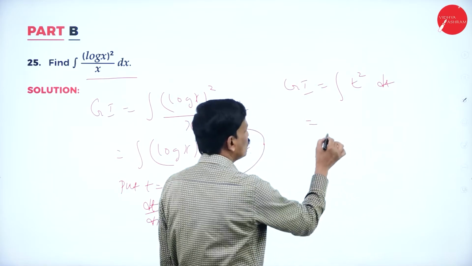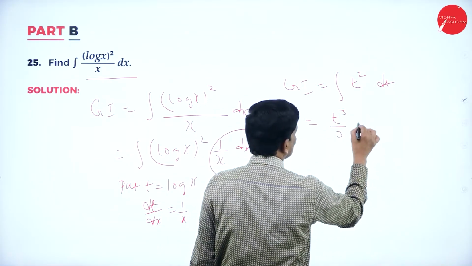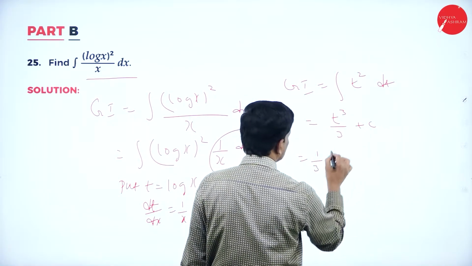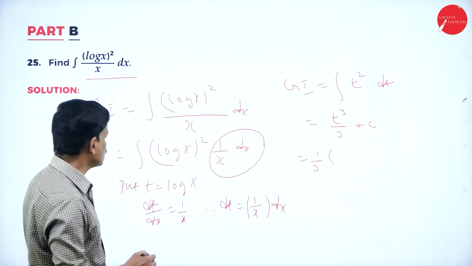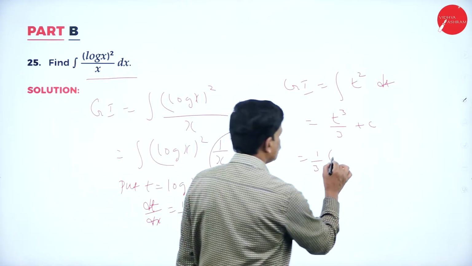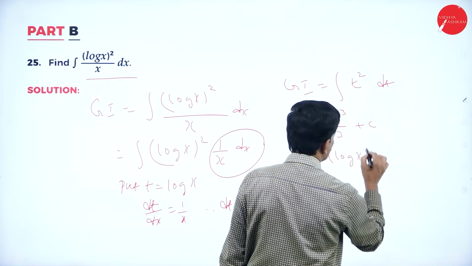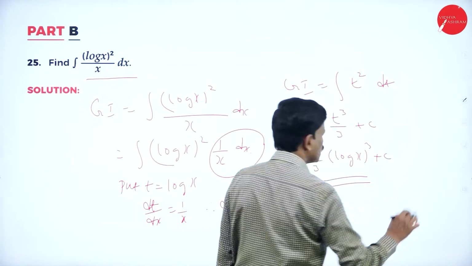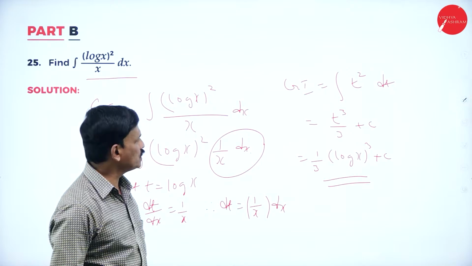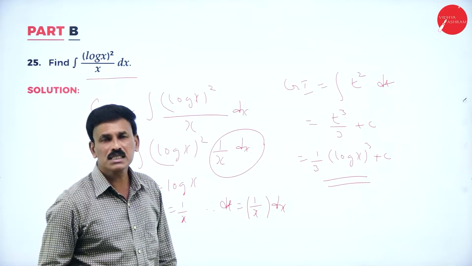Now, what is integral of t square? t cube by 3 plus c. Now, 1 over 3 into, substitute the value of t. What is t we have taken? Log x. So, t is equal to log x, whole cube plus c. So, the integrated answer is 1 over 3 log x whole cube plus c is the required answer.